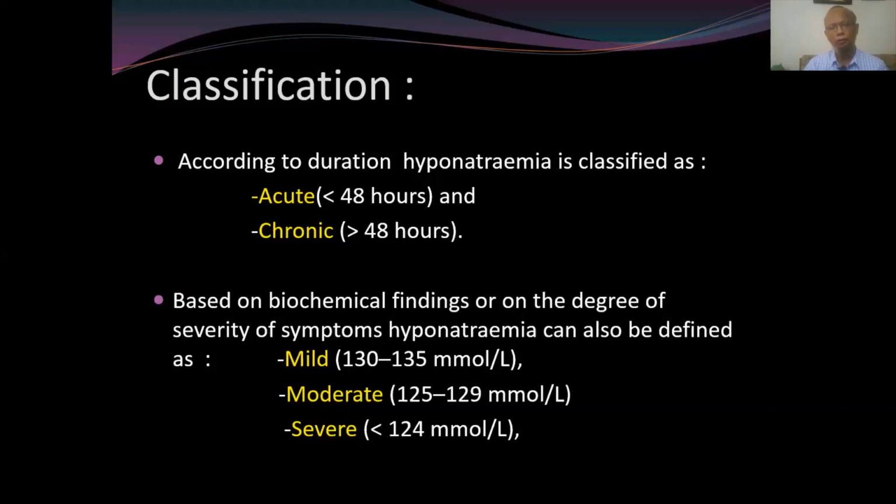Based on the biochemical findings or on the degree of severity of symptoms, hyponatremia can also be defined as mild, moderate, and severe. As you all know, when will you label it as mild? When the sodium concentration is 130 to 135 millimole per liter. Moderate, 125 to 129 millimole per liter. And severe, when it is less than 124 millimole per liter. So main features occur when it is moderate and severe.